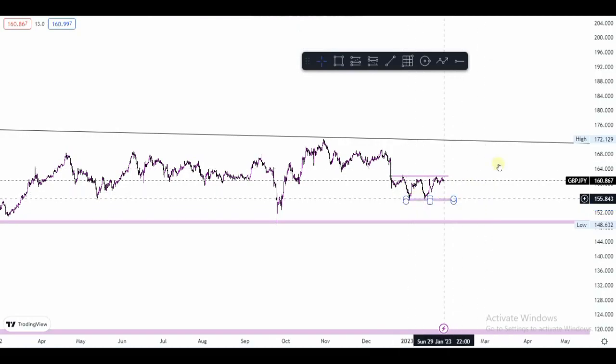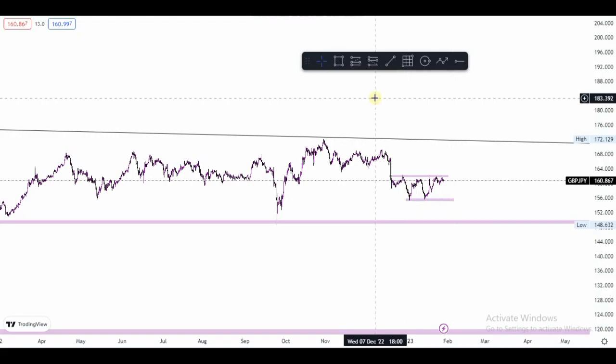So far on the weekly time frame, we're seeing sells. On the daily time frame, we're seeing sells. On the 4-hour time frame, we're seeing sells too. So let's see what the 1-hour time frame has for us, right?